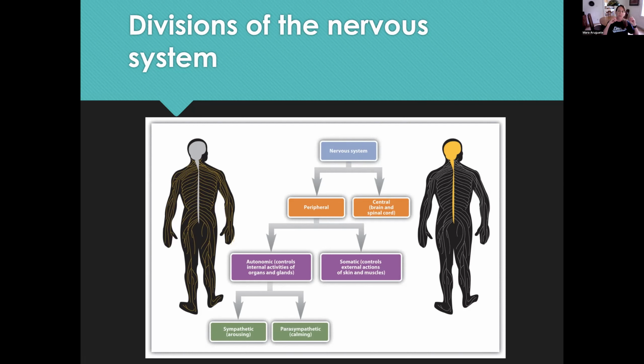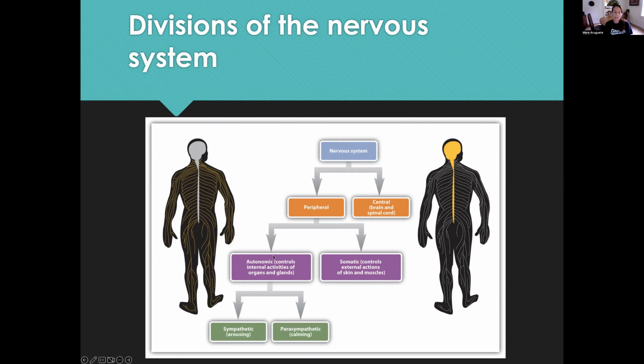Others are going to be attached to your organs, like your heart, your lungs, your stomach, and organs like that, and it helps them to do their job. So those we call the autonomic, and you can think of that as automatic because those things we don't really control. I mean, my stomach is digesting right now because I just ate lunch, but I don't really control that. So that's the autonomic nervous system.